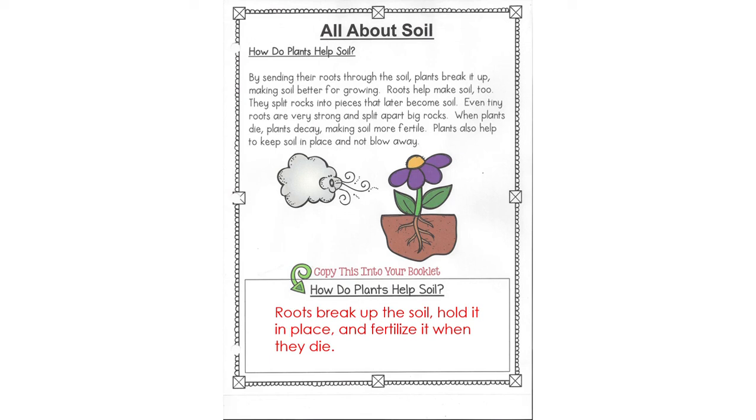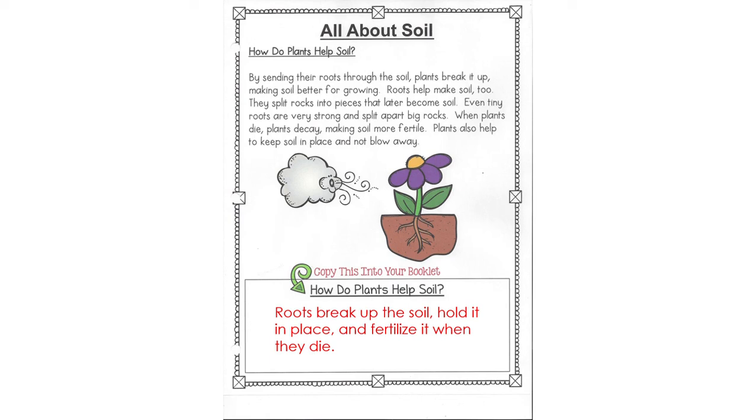When plants die, plants decay, making the soil more fertile, and plants also help to keep soil in place and not blow away or not get washed away by water. So on this last page in your booklet, you're going to write, how do plants help soil? Roots break up the soil, hold it in place, and fertilize it when they die. Once you've finished that, you're done your booklet.